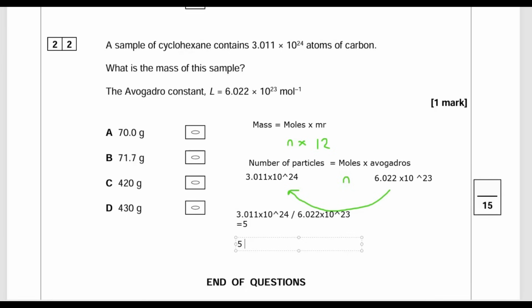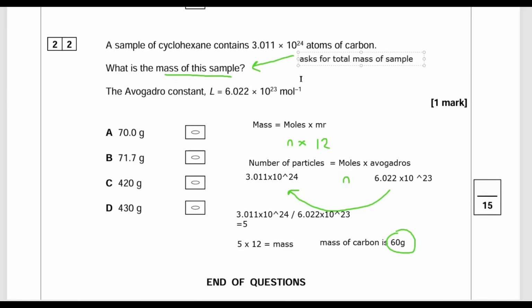Now, we know the Mr of carbon is 12, so I can do moles times Mr equals mass, 5 times 12. The mass of carbon is 60. And then I look over here at the answers A, B, C, and D, and none of them are 60. Why is that? Because the question, if we read it carefully, said what is the mass of the sample? So we've got to include the hydrogen. Cyclohexane is made of carbon and hydrogen.